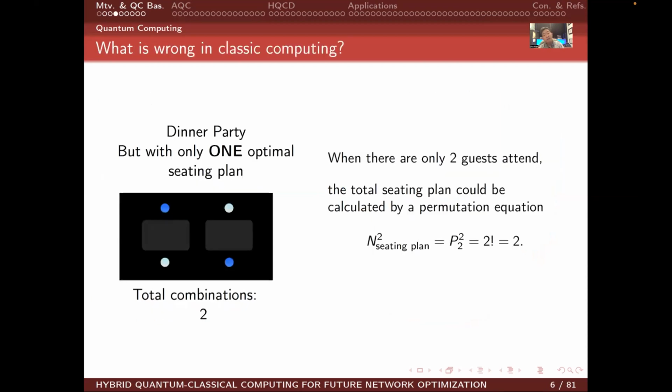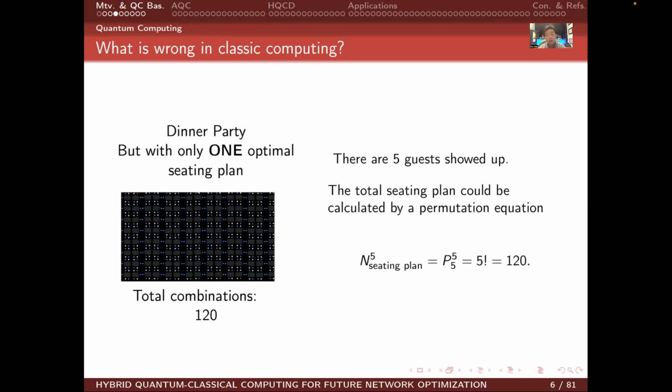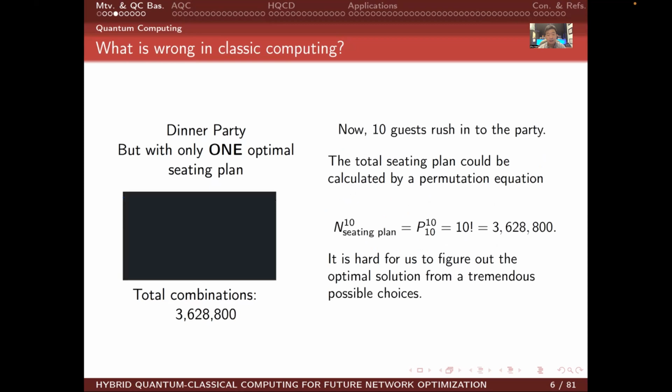So then what is the motivation? Why do we want to use quantum computing? What's wrong with classical computing? Let's consider this case. Suppose we have N guests attending a big party, and we want to arrange the optimal seat planning. In this case, the total number of combinations is N factorial. With 2 guests, 2 factorial is only 2. However, with only 5 guests, we need 120. And if we have 10 guests, it's more than 3 million combinations.